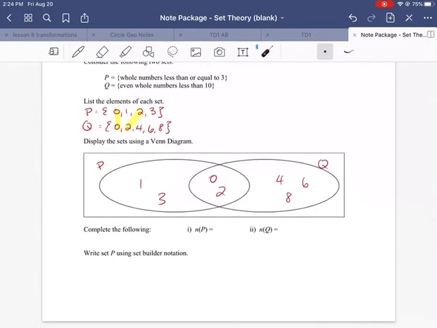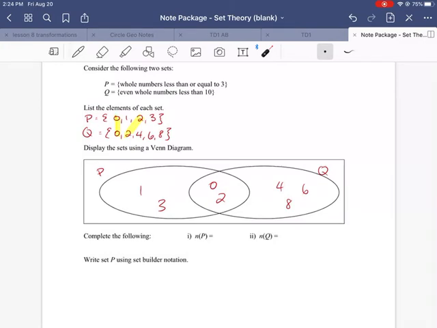So let's complete the following. How many elements are there in set P? Well, there's 4. And how many are there in set Q? There's 5. So let's write set P using set builder notation. So P, we've got X such that X is less than or equal to 3, and X is an element of the whole number system.